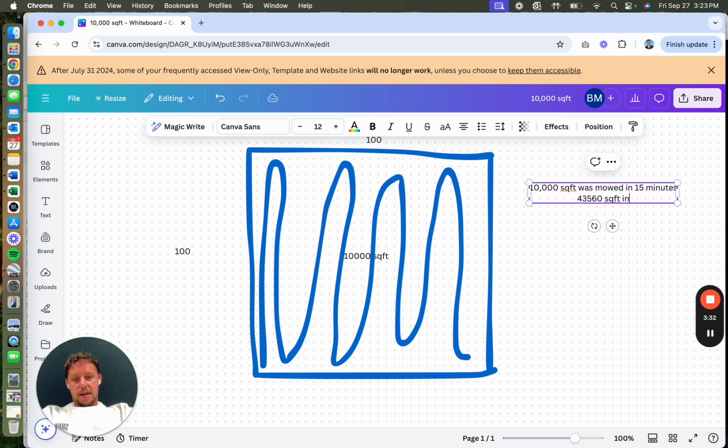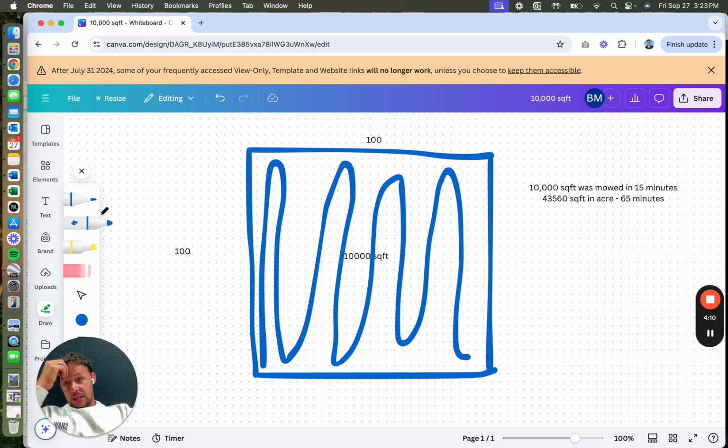We said, all right, there's 43,560 square feet in an acre. So roughly, we would say it takes us about, what is the actual math? We'll do the actual math here: 43,560 divided by 10,000, because that's how much we mowed. That's 4.356 times 15 minutes. So on average, it would take us 65 minutes to actually do the mowing portion. So we have an idea of how long it'd take us to do an acre.